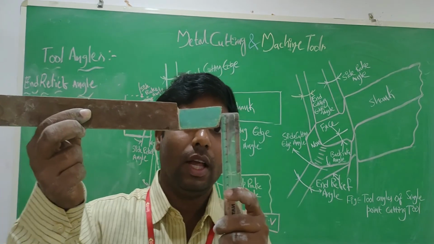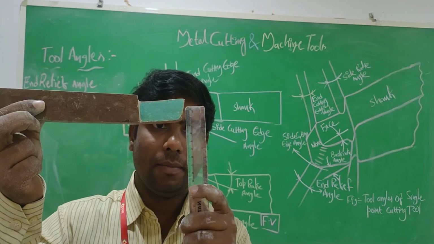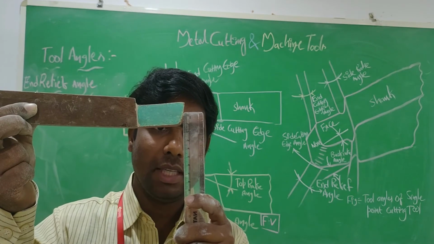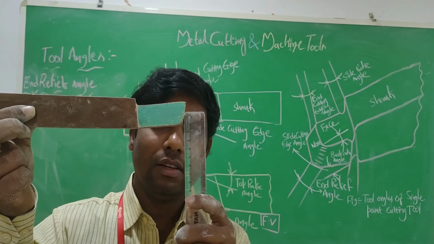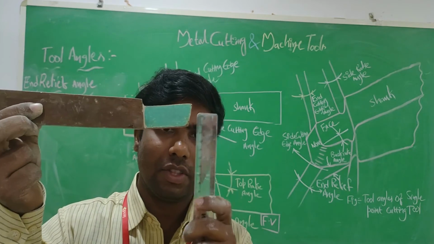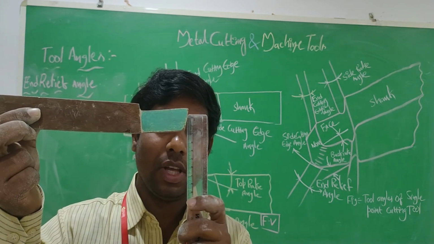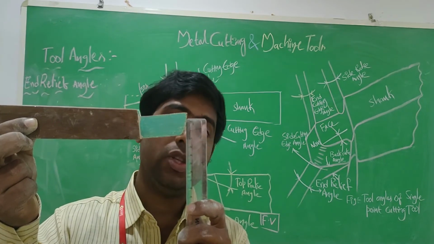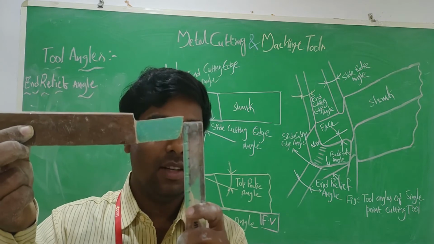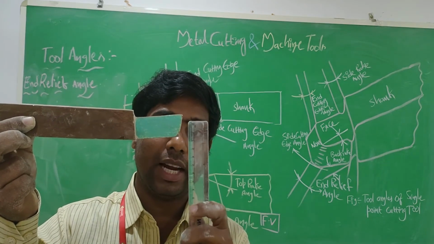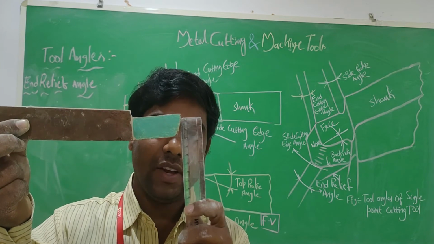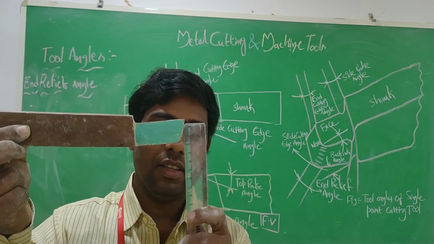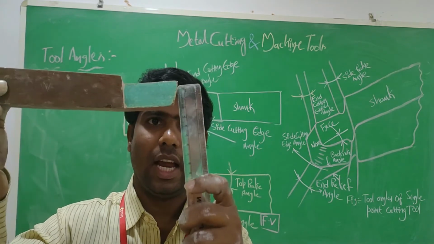So I'll tell you the angle. The angle between the plane perpendicular to the base and the front portion of the flank immediately adjacent to the cutting edge. If the front portion is immediately adjacent to the base, that is the clearance angle. But if the portion is immediately adjacent to the cutting edge, that is called the relief angle. If it is the front portion, that is the end relief angle.